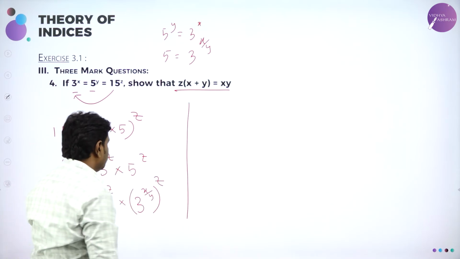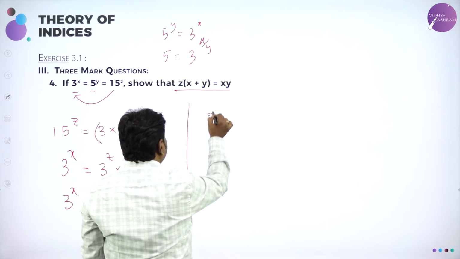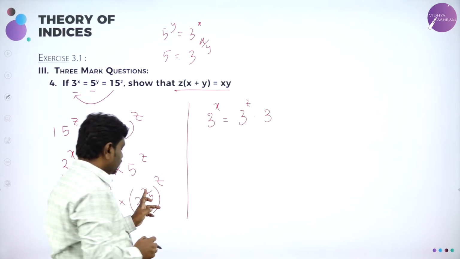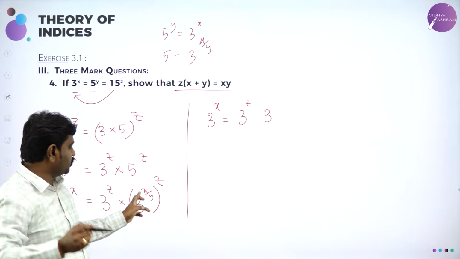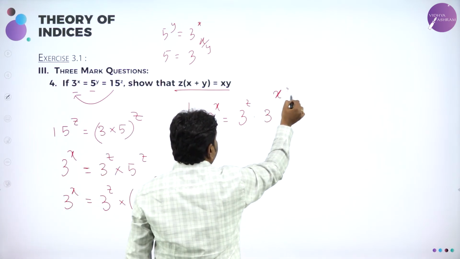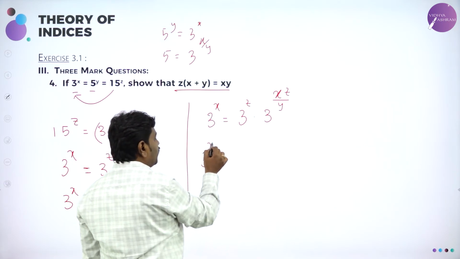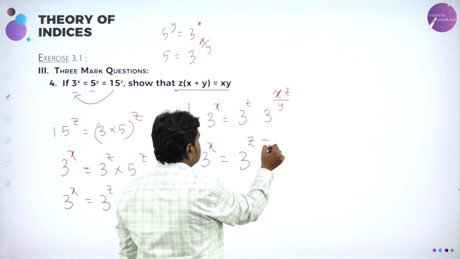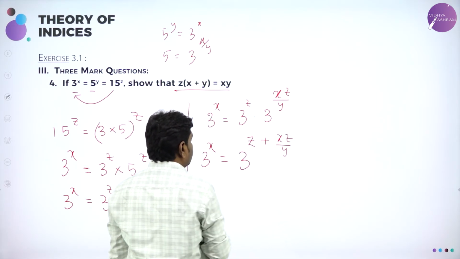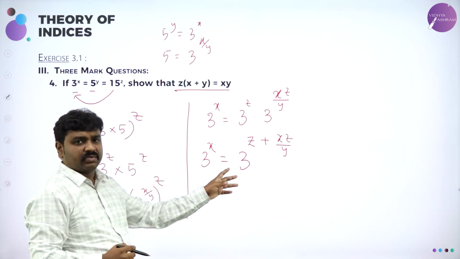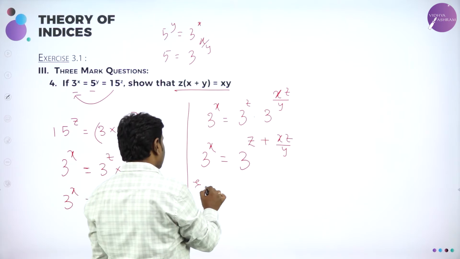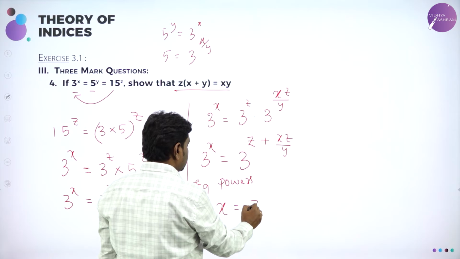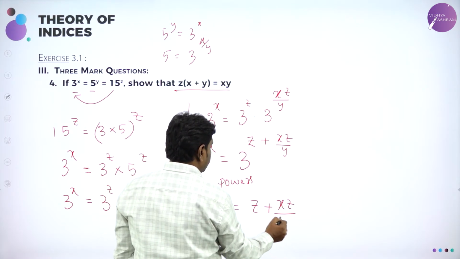Now further, 3 power x is equal to 3 power z into 3 power x by y whole power z. Multiply this: a power m whole power n is a power m into n, so it will become xz by y, xz divided by y. Now on the LHS, law of indices: a power m into a power n can be written as a power m plus n, so 3 power z plus xz by y. Now you can see bases are same. If bases are same, equate the powers. Equating powers, x is the power here, z plus xz by y.